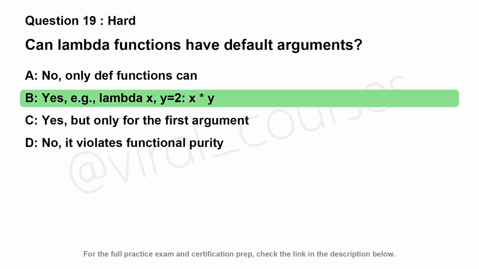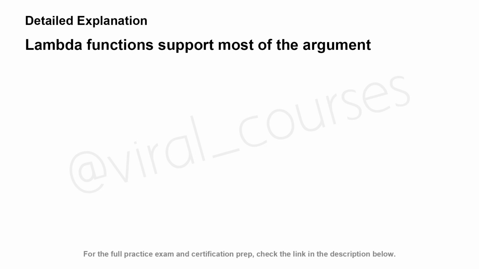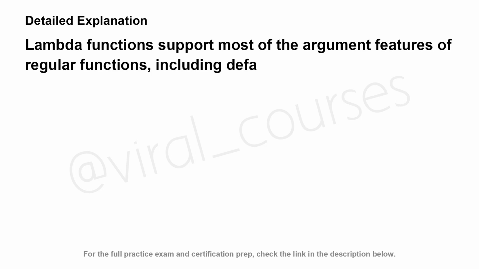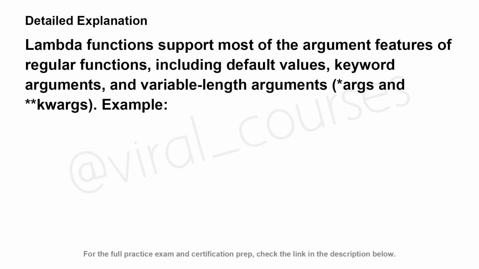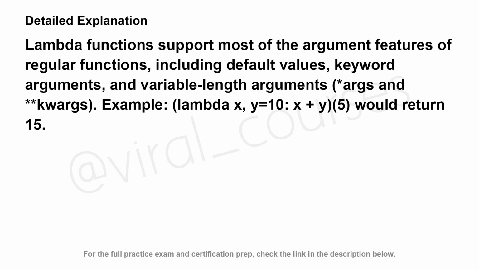The correct answer is B. Lambda functions support most of the argument features of regular functions, including default values, keyword arguments, and variable length arguments, *args and **kwargs. Example: (lambda x, y=10: x + y)(5) would return 15.